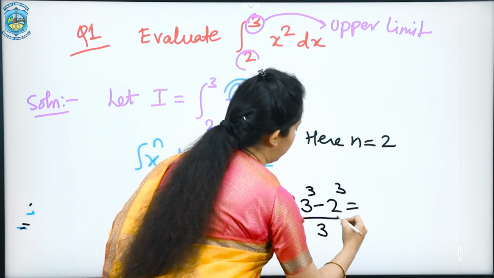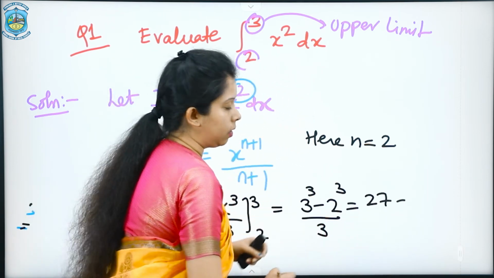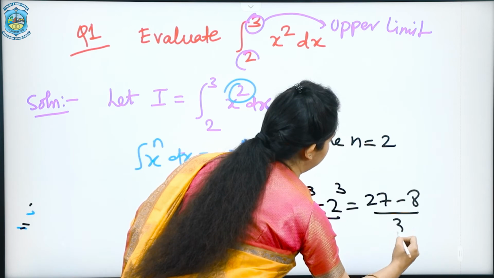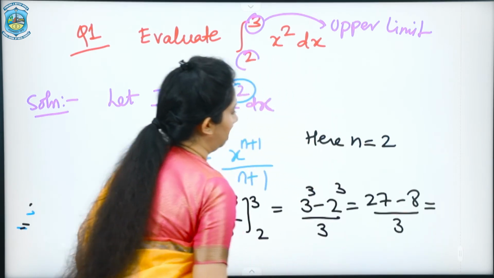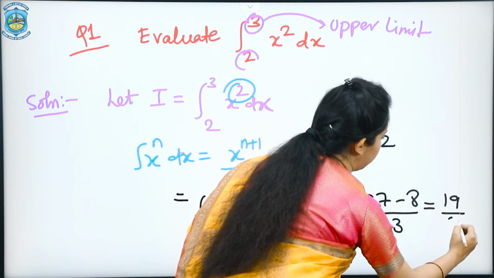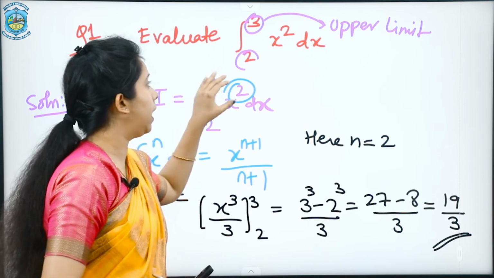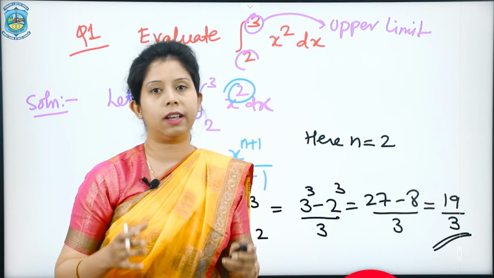So here the answer will be 3 cube is 27 minus 8 divided by 3. That is equal to, so 27 minus 8 is 19 divided by 3. So this is the value of the definite integral. So with the help of definite integral, we get a definite number.